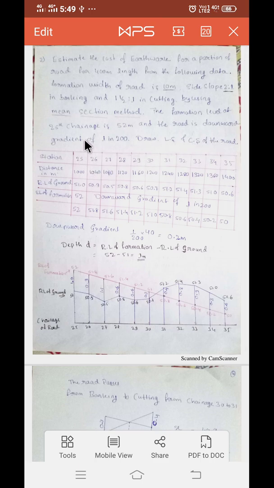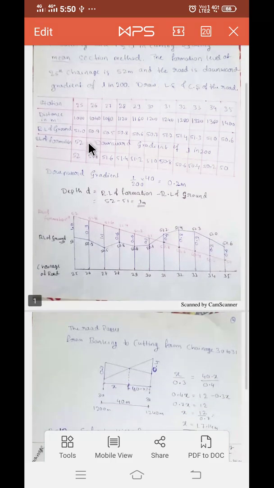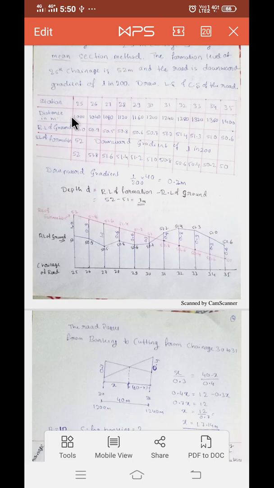Okay, so they have given the mean section method to solve this problem. What they have given? The formation width of the road is 10 meter and the side slope, that is for banking it is 2:1, for cutting it is 1.5:1. Whenever there is a banking portion, we'll have to use s equal to 2. In case of cutting portion, we'll have to use s equal to 1.5. Okay, this is the data.